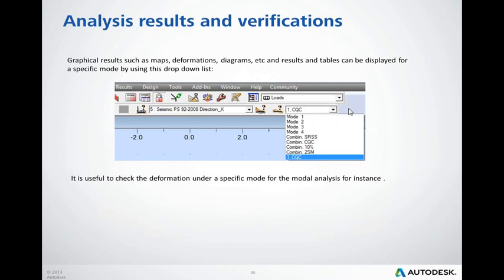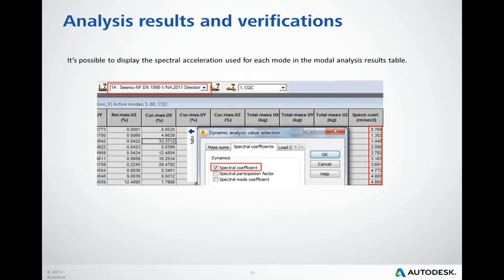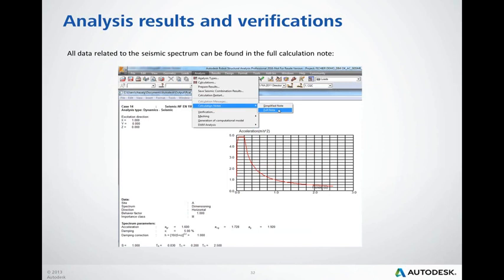Graphical results such as maps, deformations, diagrams, and results tables can be displayed for a specific mode by using this drop-down menu. It is possible to display the spectral acceleration used for each mode in the model analysis results table also. All data related to the seismic spectrum can be found in the full calculation node. The calculation node can be opened from the analysis menu, then the calculation node submenu.